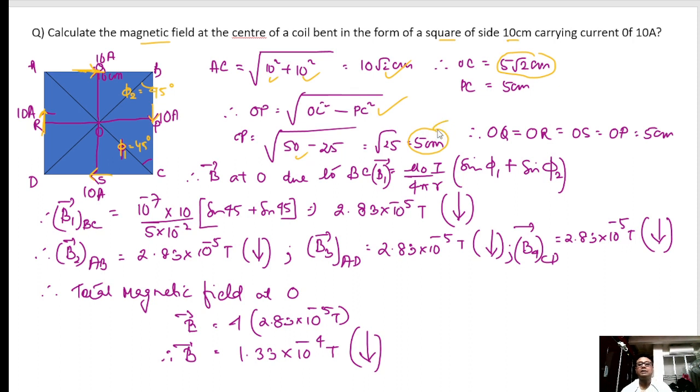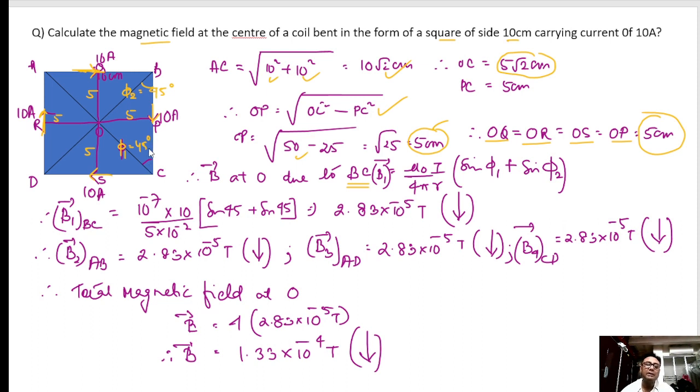So OP is 5 means OQ is 5, OR is 5, OS is 5, OP is 5, because all these are of the same length. They are 5 centimeters each. Clear? Now let us calculate the magnetic field at O due to BC.